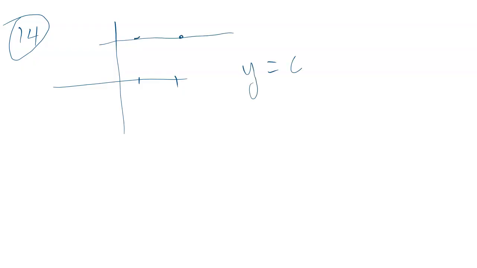14 says the line that passes through the points 2, 6 and 3, 6. If you just drew this, you don't have to do anything. 2, 6 is here, 3, 6 is here. This is a horizontal line. No matter what, y is always 6. If y is always 6, the equation is simply y equals 6. With no work. All right, on to 15.